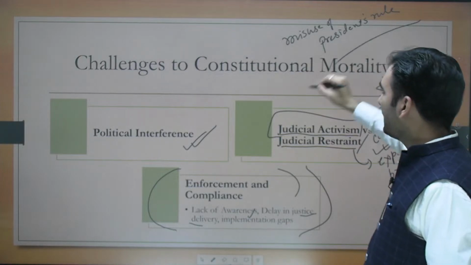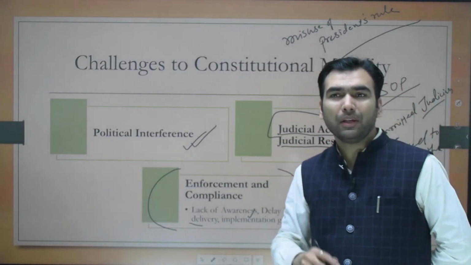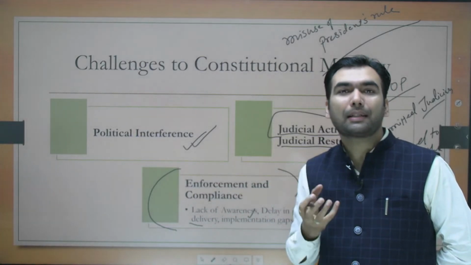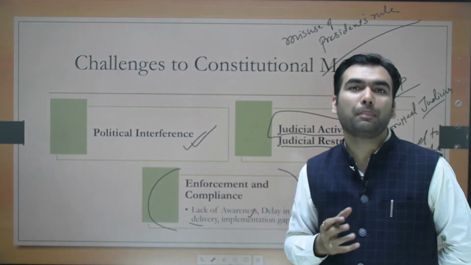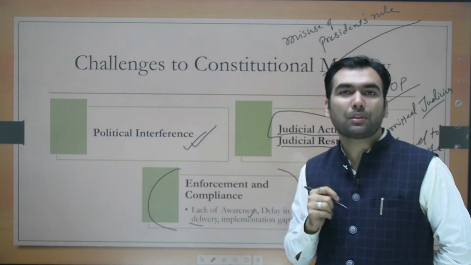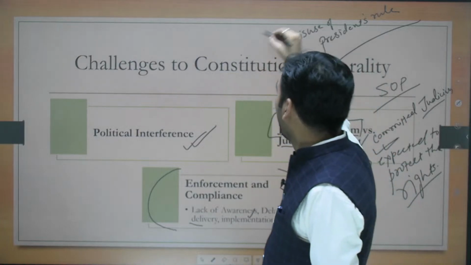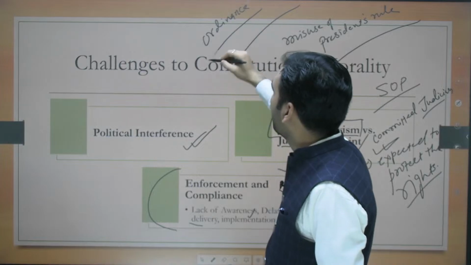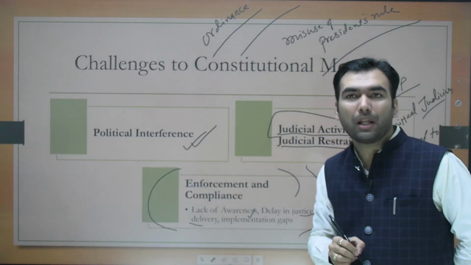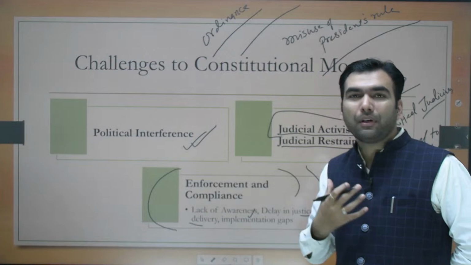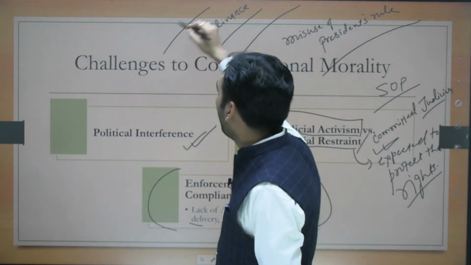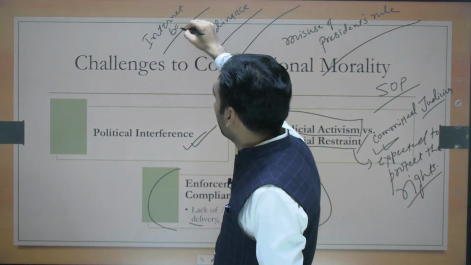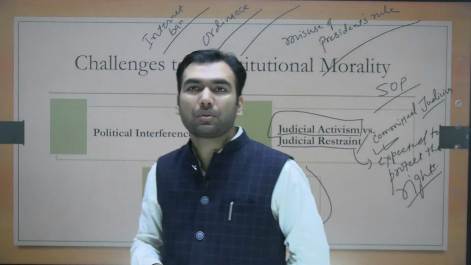Like this was an emergency provision. But when, for political gain, President's rule is being imposed or the duly elected government is being removed from power, this is a violation of constitutional morality. Misuse of ordinance provision, repromulgation of ordinance, this is also a violation of constitutional morality. When our fundamental rights are curbed, like an internet ban, this is a violation of our constitutional morality.